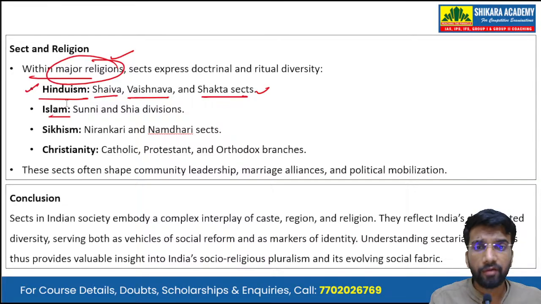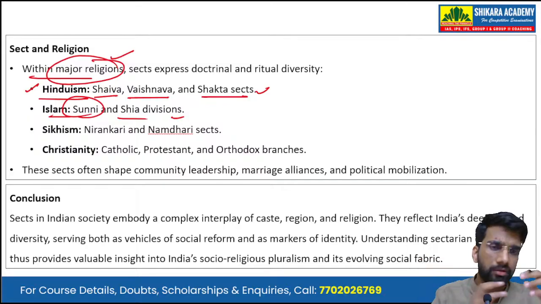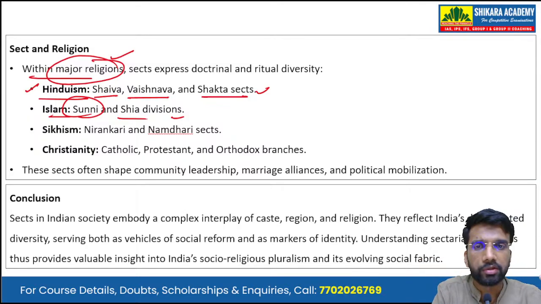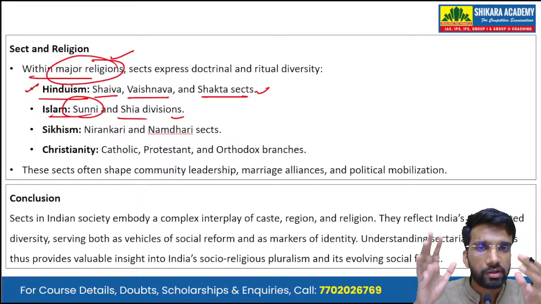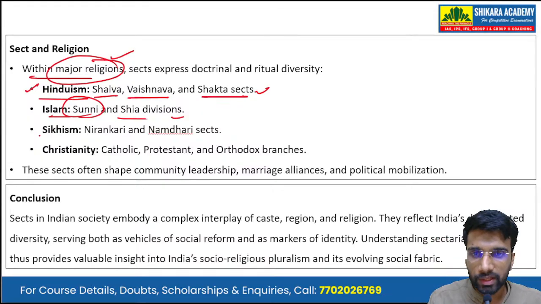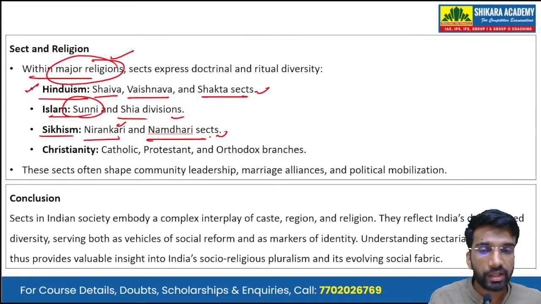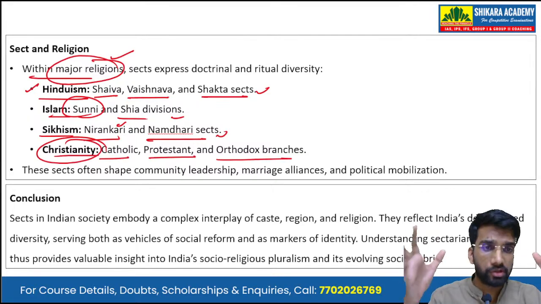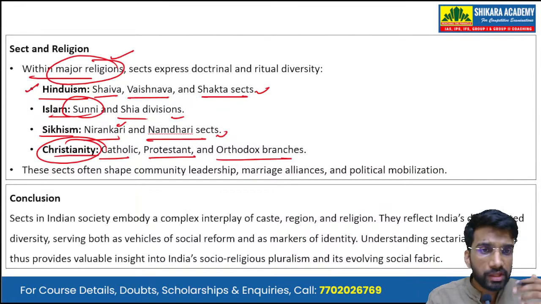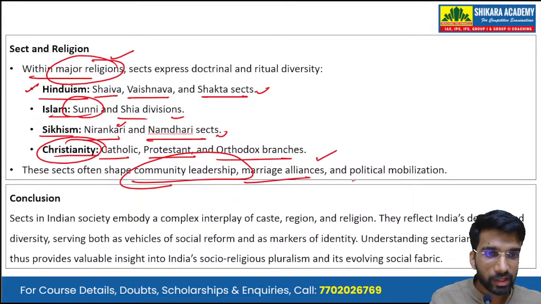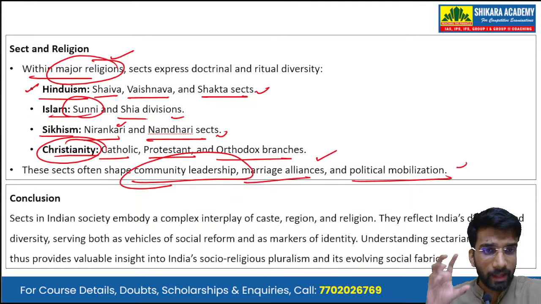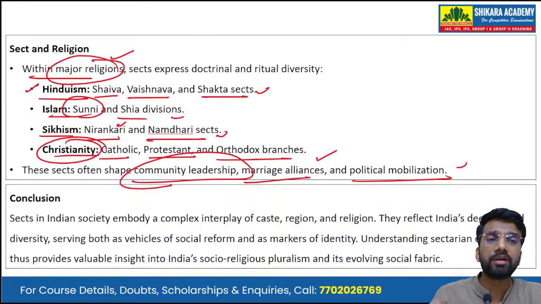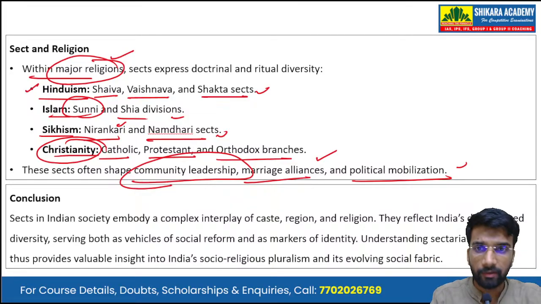In Islam, we have two major sects, the Sunni and Shia divisions. Others like the Daudi Bohras are also there, but the majority division is Sunni and Shia. In Sikhism, we have the Nirankari and Namdhari sects. In Christianity, we have the Catholic, Protestant, and Orthodox branches. These different sects shape community leadership, marriage alliances, as well as political mobilization, and in a way they shape the social-cultural fabric of the country.